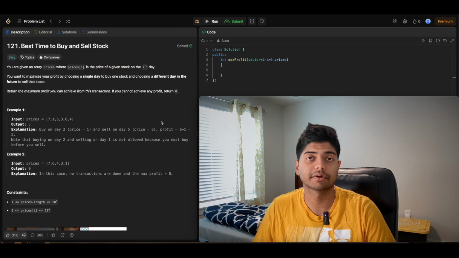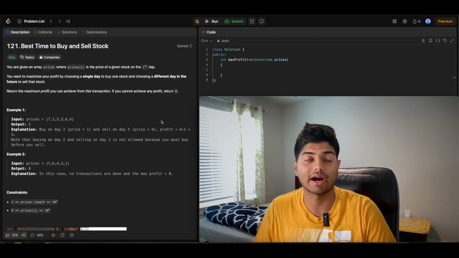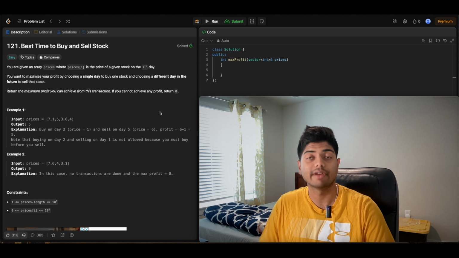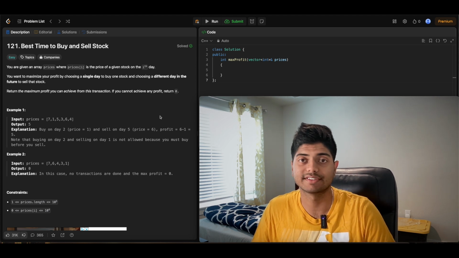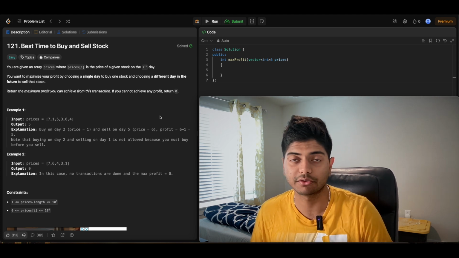Welcome back. Today we're going to be doing the LeetCode question, best time to buy and sell stock. This is a very common LeetCode question and it also has 4 parts to it, but today we're going to be doing the first part.